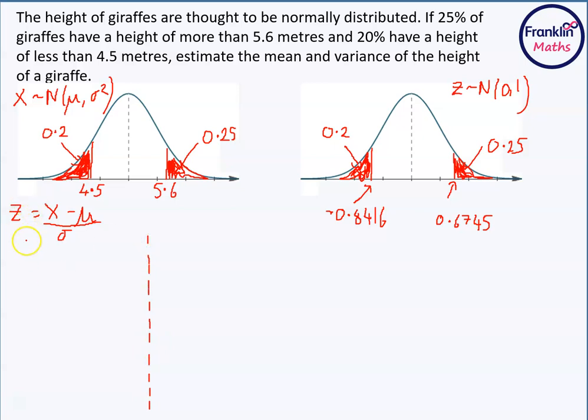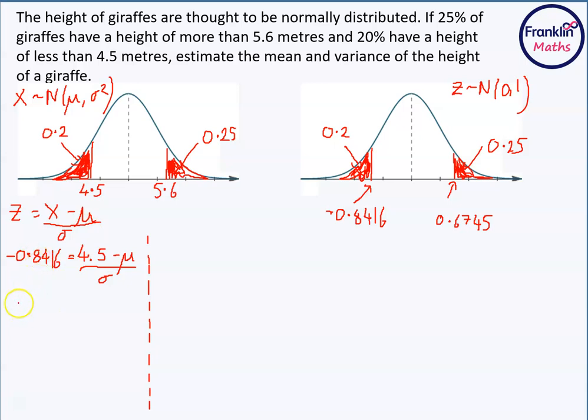Okay, so let's look at this left-hand tail over here. We know that this is minus 0.8416, and that's equal to, now that relates to the 4.5 figure there, 4.5 minus mu over sigma. Now notice I've got two variables but only one equation, so it can't be solved, or sorry, it can be solved, but there are infinitely many solutions, or possibly no solutions.